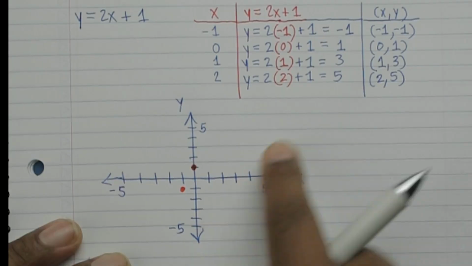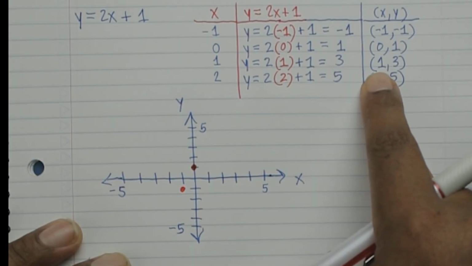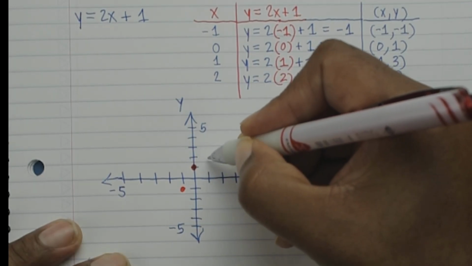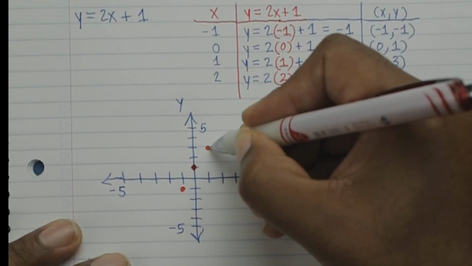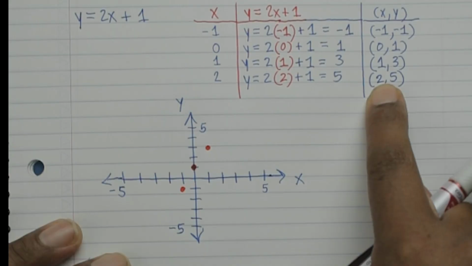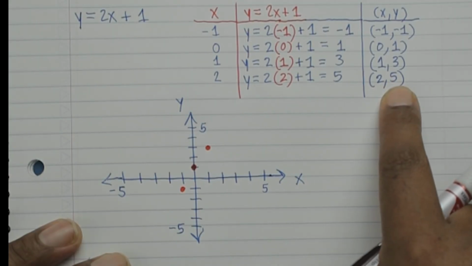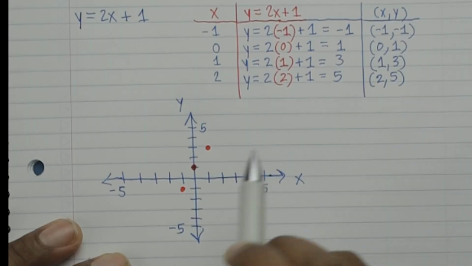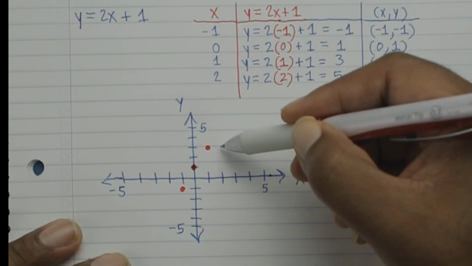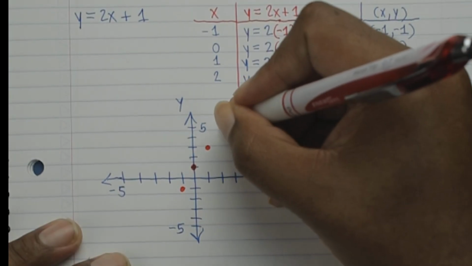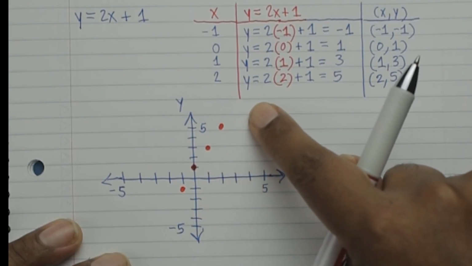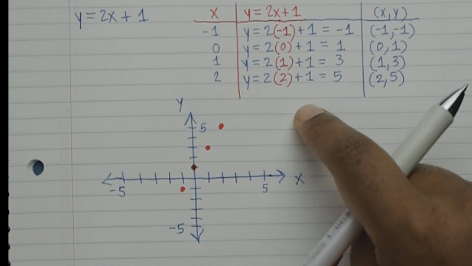The next thing we're going to do is go 1 unit horizontally, 3 units up. 1, 2, 3. That'll put us here. Finally, we have 2 units horizontally in the positive direction, 5 units vertically in the positive direction. So 2 units, 1, 2, up 5 units, 1, 2, 3, 4, 5. So that puts us here. Notice what it creates. This creates a line.